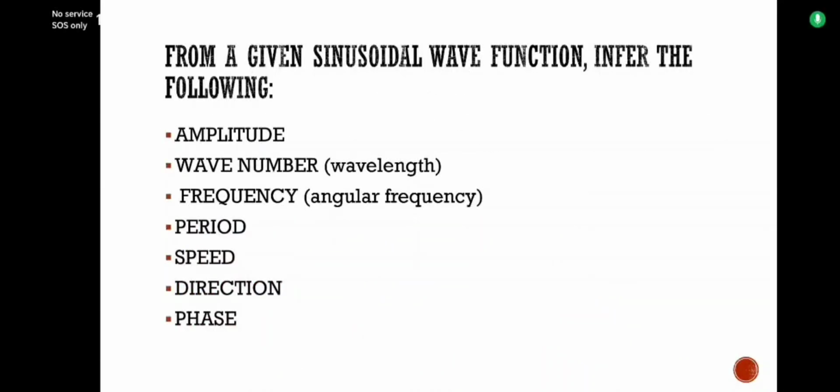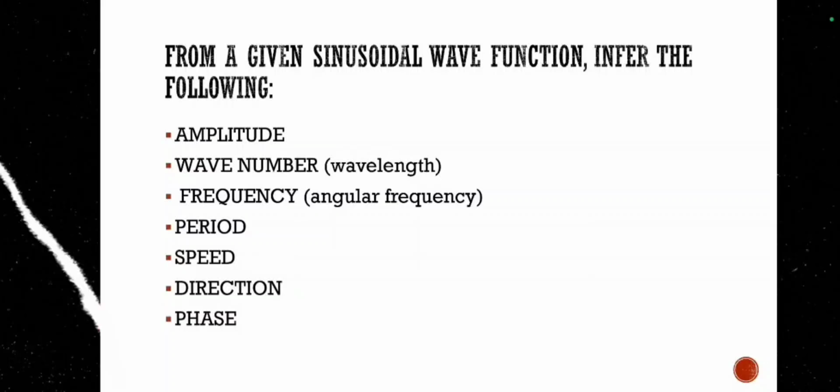So our sinusoidal wave has functions, which are the amplitude, wave number, which is related to the wavelength, frequency, also called the angular frequency, period, speed, direction, and phase.